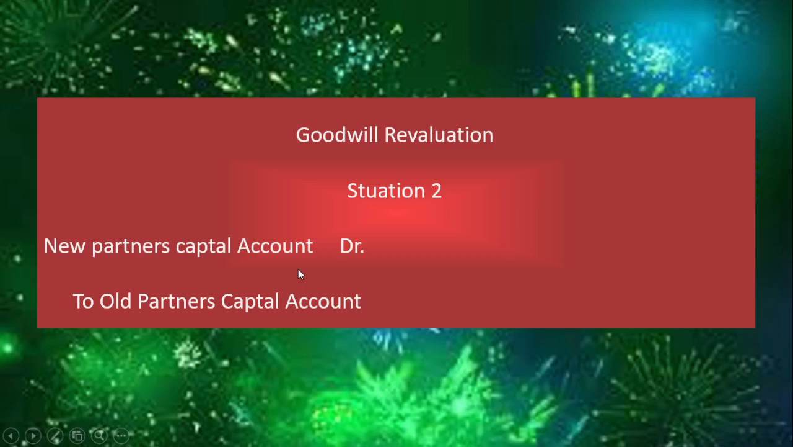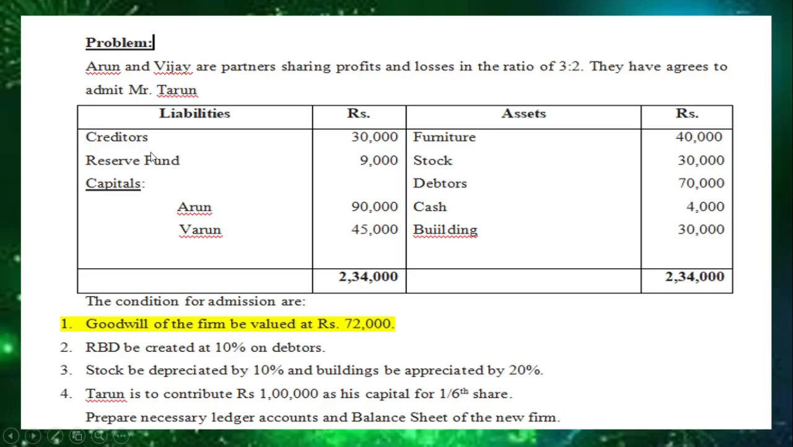Today we are going to discuss a problem having goodwill adjustment. Until now we have discussed a problem wherein the goodwill was brought in terms of cash. But from here onwards we are going to discuss problems on goodwill revaluation. It's the second situation of goodwill treatment. We know that our journal entry for this is: new partner's capital account debits to old partners' capital account. Let's look into a problem.